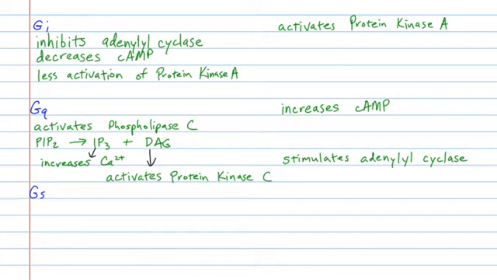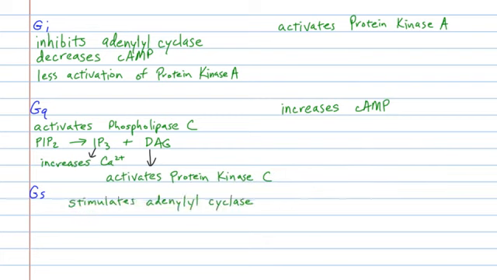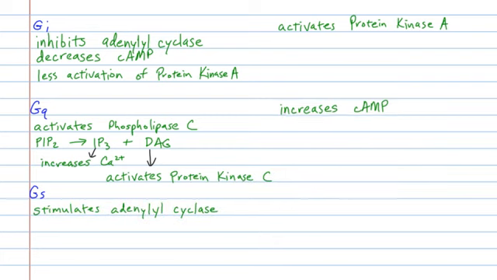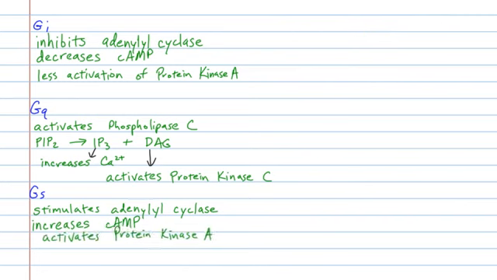And then for GS, remember GS, S is for stimulate, so GS stimulates adenylyl cyclase, and that's going to increase cyclic AMP, and that will activate protein kinase A. Now let's also practice listing the transmitters that go with each of these. So GI, remember the mnemonic is the MAD2s. So for GI we have M2, alpha 2, and D2.